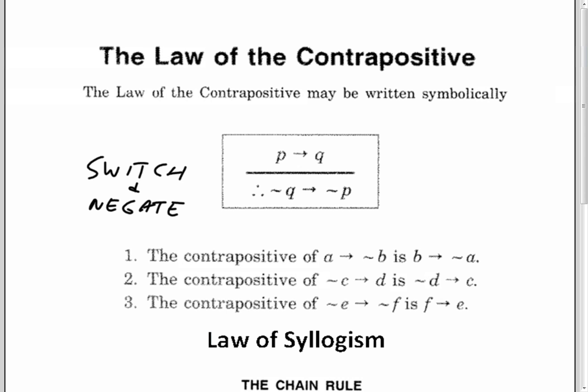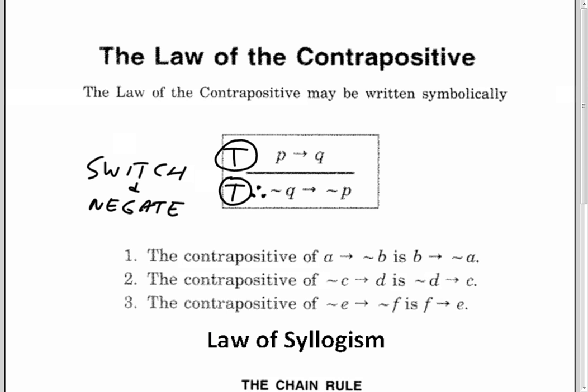And for this example, since P implies Q is on the top, we're supposed to assume that that is true. We're being given a true statement. And now, once we have our three dots, which mean therefore, we're saying that the bottom must also be true. Switch and negate. Now we have negation Q implies negation P.